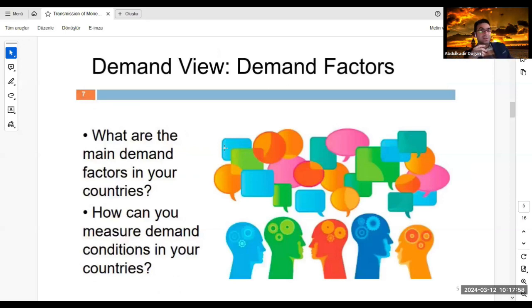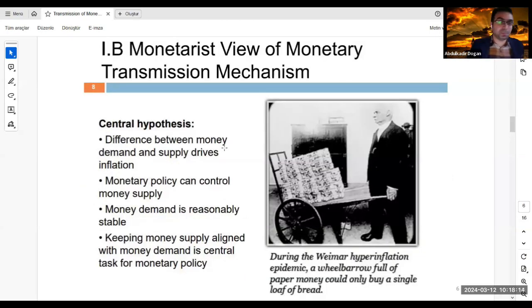And if we try to investigate what the demand factors in the market are, what are the main demand factors in your countries? How can you measure demand conditions in your countries? For instance, if you focus on the monetary demand, let's say today the interest rate is really high. Let's say interest rate like in Turkey, it is 45%. Today in Turkey, the interest rate is 45%. In Argentina, it is 75%.